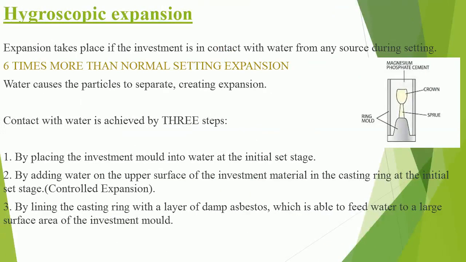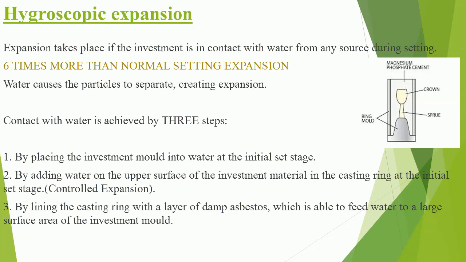The next type of expansion, hygroscopic expansion, as the name suggests, takes place if the investment is in contact with water from any source during setting. Hygroscopic expansion is seen to be 6 times more than the normal setting expansion, as we studied in gypsum. Water causes the particles to separate, hence creating the greater expansion.